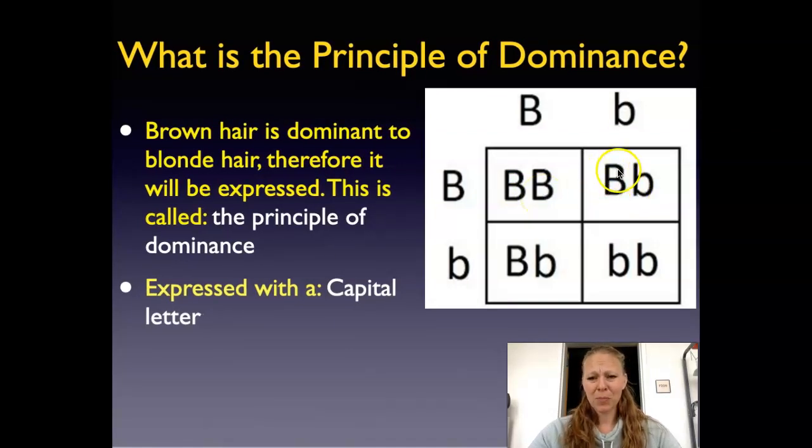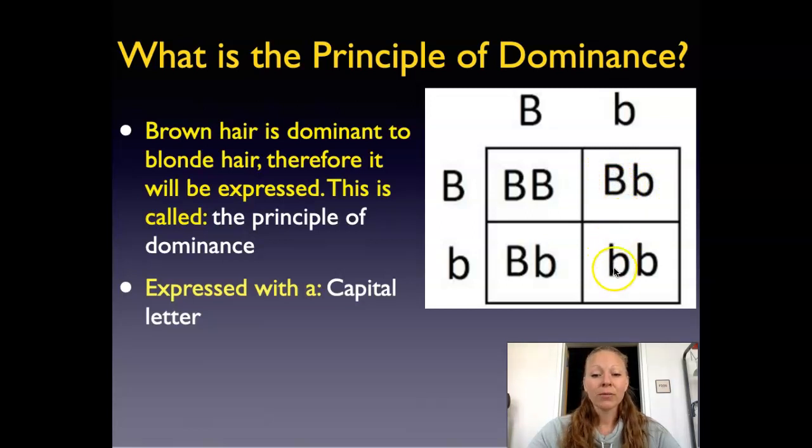But here we have big B, little b. So which one's going to be expressed? Is it the brown eye allele or the blue eye allele? Well, since brown eyes is dominant over blue eyes, this dominant brown eye allele is going to dominate and be expressed over the blue. And so the blue right here is not the gene or the trait that's going to be expressed. It's going to be the brown.